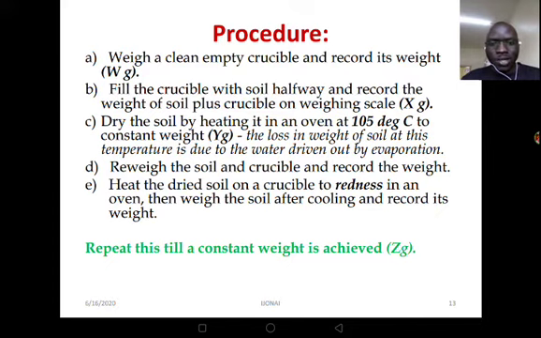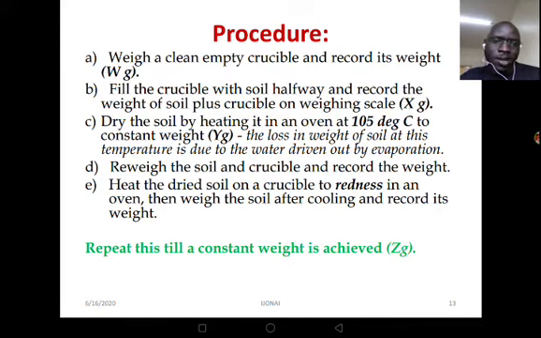And then reweigh the soil and the crucible and record the weight. So that's what we did. Then heat the dried sample on a crucible to redness. After removing all the water, you heat this soil until it becomes red. Sometimes it even starts producing some smoke, as if you are heating bricks. You heat it until it is red, and then weigh the soil after cooling and record its weight.